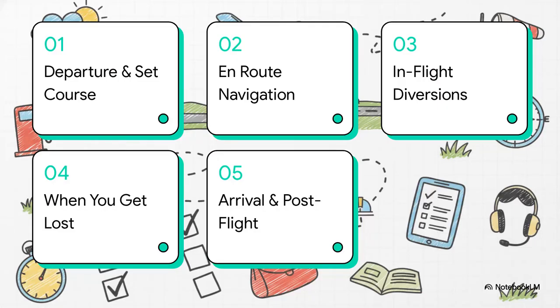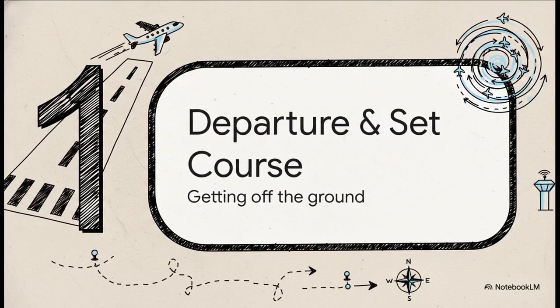Think of this as our master flight plan for the explainer. We'll be hitting departure and setting course, en route navigation strategies, managing in-flight diversions, what to do when you're lost, and finally, arrival and post-flight. Okay, let's jump right into part one, departure and setting course.